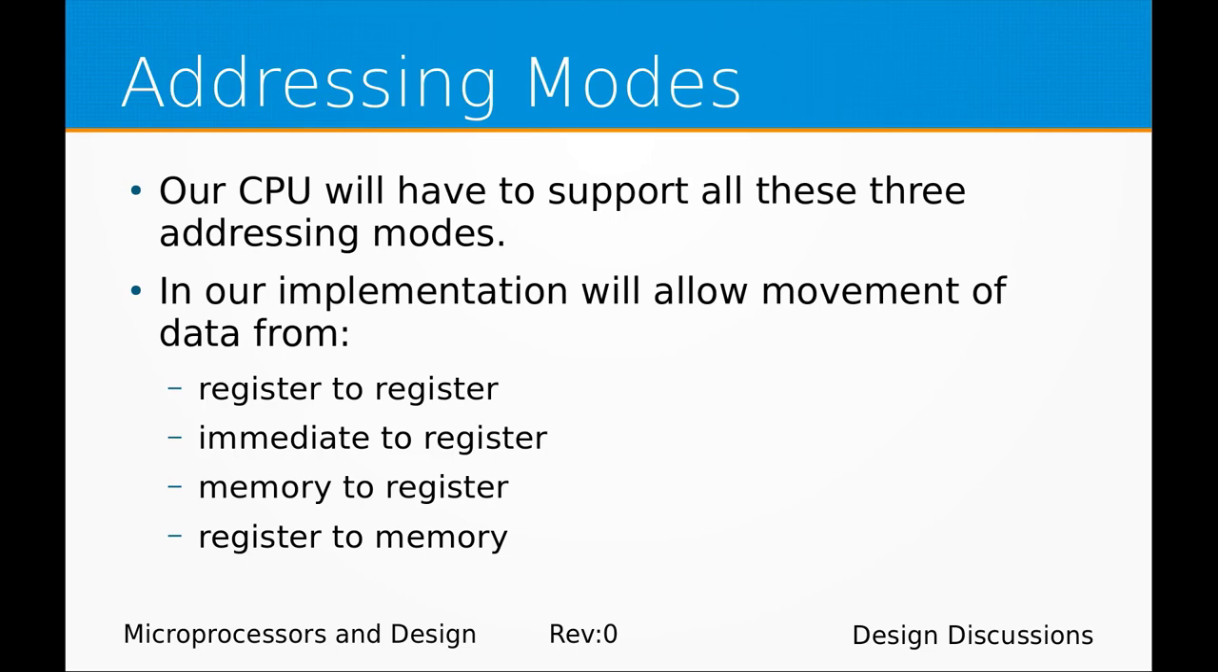The format we are going to use is the first one represents the source, and then the second one represents the destination. The destination is where the final results will be stored. So in register to register, results will be stored in the second register. Immediate to register, results will be stored in the register. So same thing for all of them.